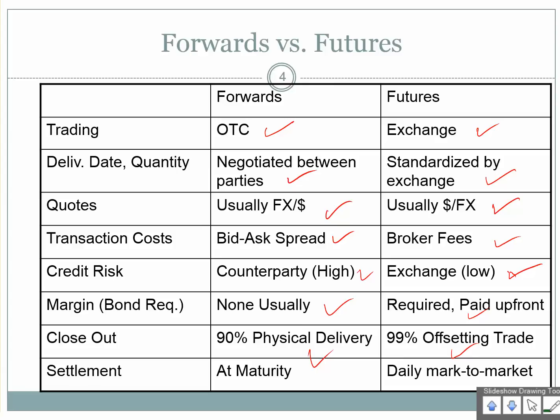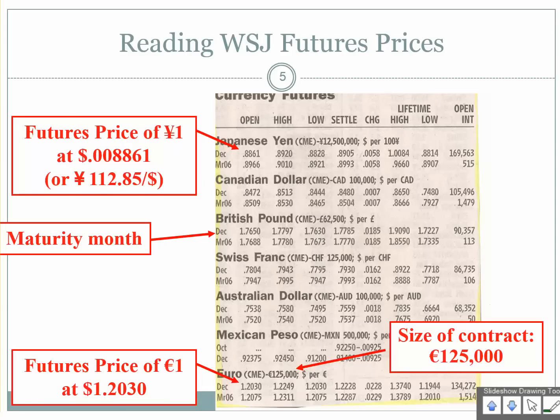So here are some futures prices quoted in the Wall Street Journal. You might find these online or in Bloomberg, similar quotes. And we'll start here with the British pound. You can see that the pound is traded on the Chicago Mercantile Exchange. The quantity is 62,500 pounds. So each contract, if I say take a long position in one contract, I have a contract to buy 62,500 pounds. The December price, say opening price, was 176.50.